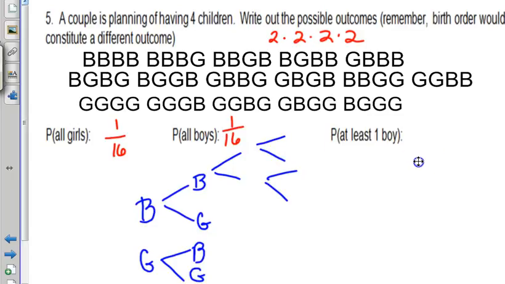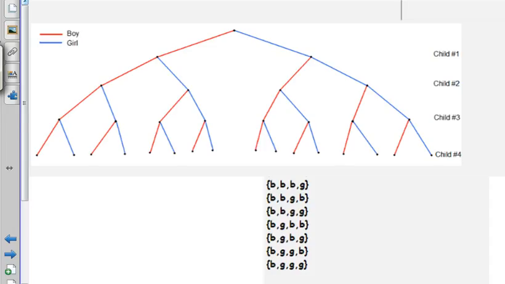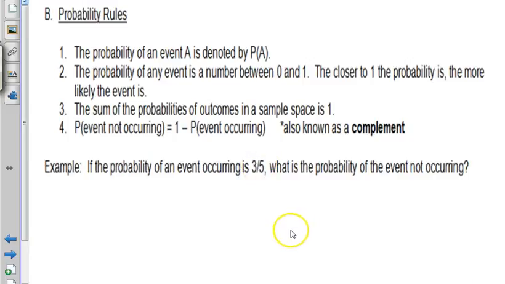Now, without writing them all out, can you easily come up with at least one boy? Why 15/16? If all girls is only 1 out of the 16, the other 15 have to have at least one boy. Are there more questions about that? I didn't put any questions where you have to list them. I don't want to grade them.